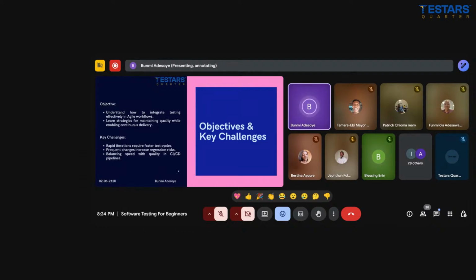So some of the challenges we have are rapid iteration that requires faster test cycles. Like I've said, you need stamina to adopt that Agile methodology. You need serious stamina, because the fast approach of the methodology will challenge the entire team. It will challenge you as a person. It will challenge the developer. It will challenge the tester, the stakeholder.